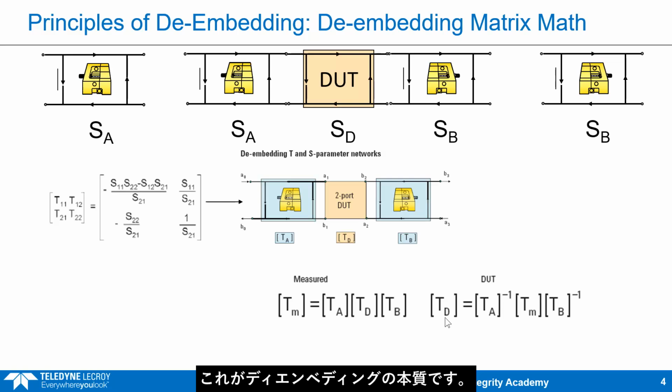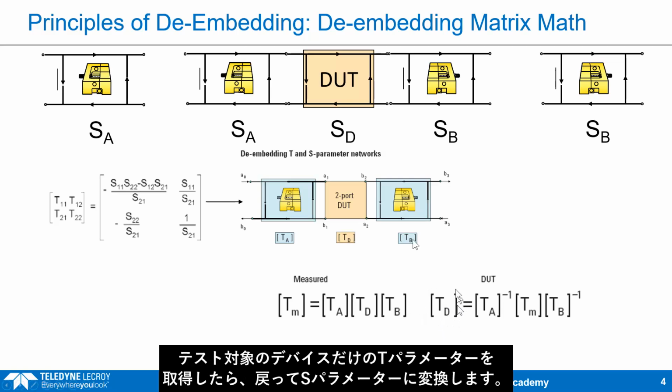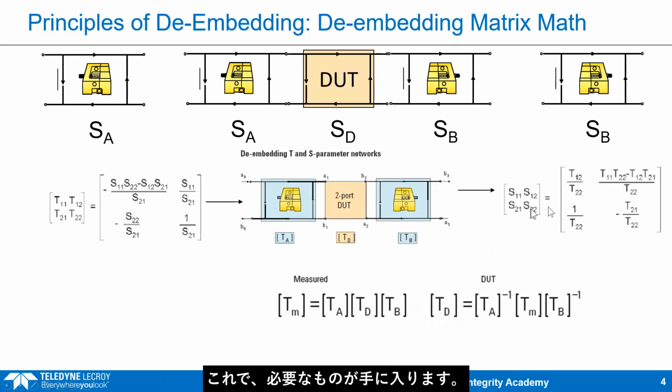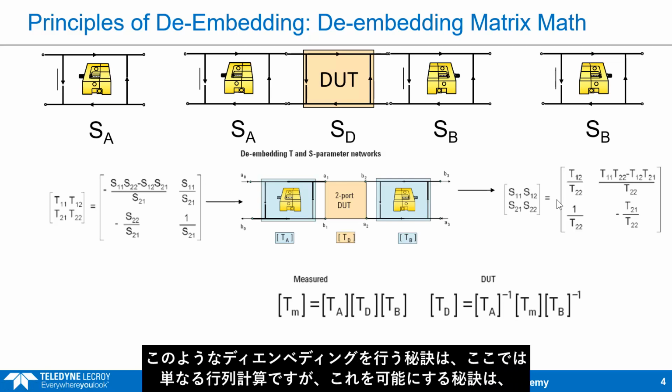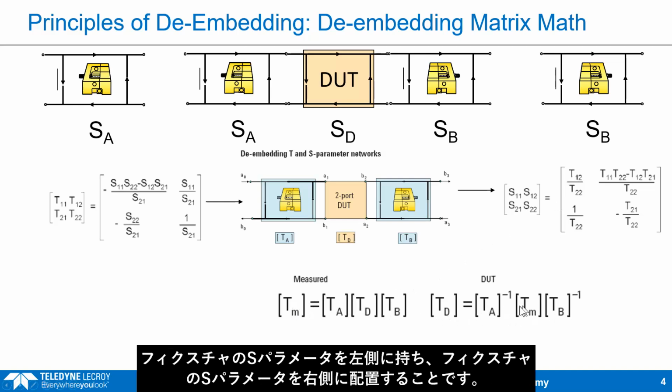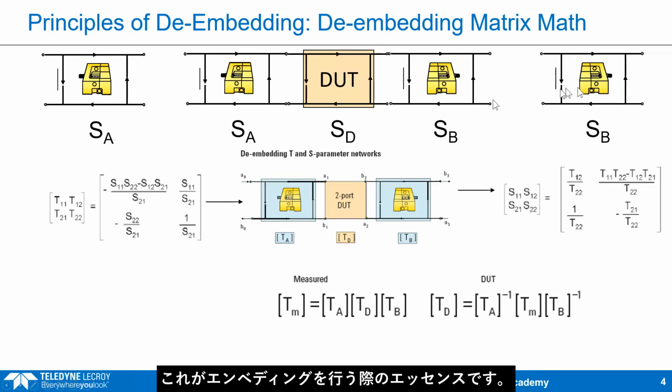Once we have the T parameters of just the device under test, then we go back and convert those into their S parameters, and now we've got what we want. We have the S parameters of just the device under test. The secret of doing this kind of de-embedding, which is just matrix math down here, the secret of making this possible is having the S parameters of the fixture on the left side and the S parameters of the fixture on the right side. That's the essence of doing de-embedding.